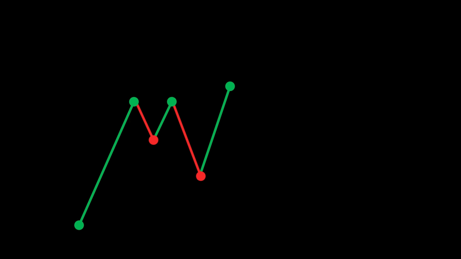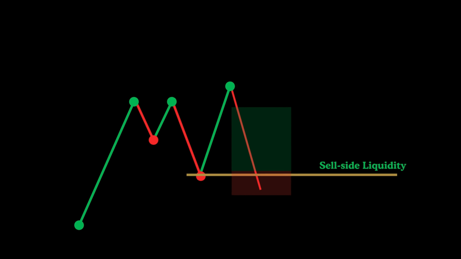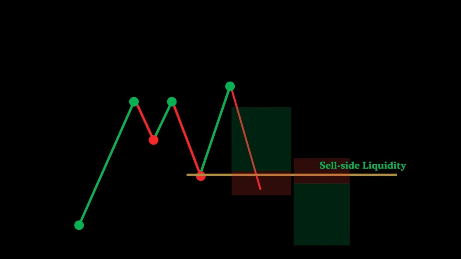Now, let's apply the same principle to a bearish context. Liquidity located beneath a low or a cluster of lows is referred to as sell-side liquidity. Similar to the bullish case, as price nears this zone, bullish traders may enter long trades or defend their existing long positions, while breakout traders will short if price breaks below the level.